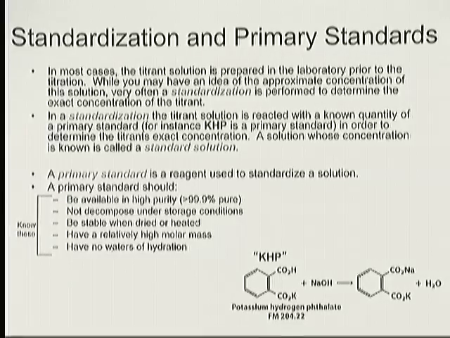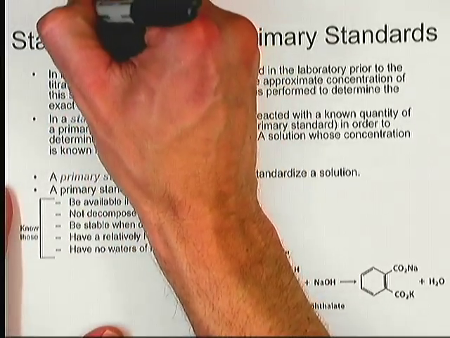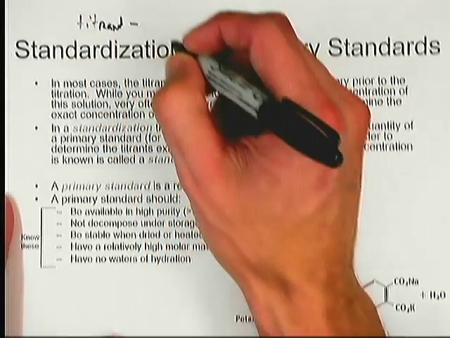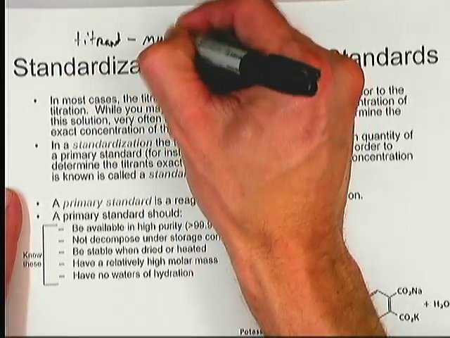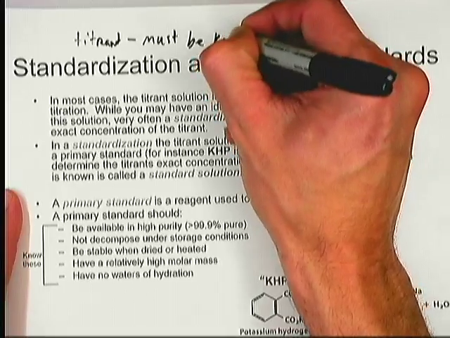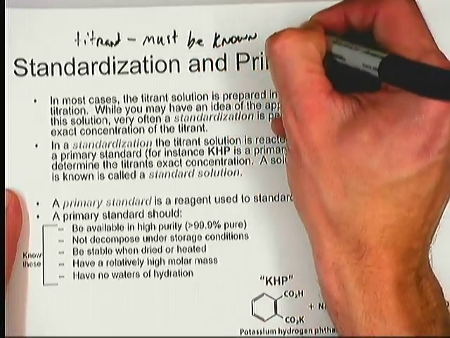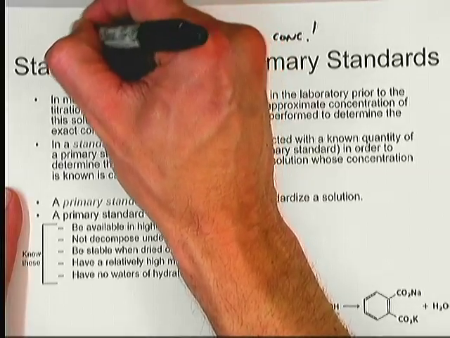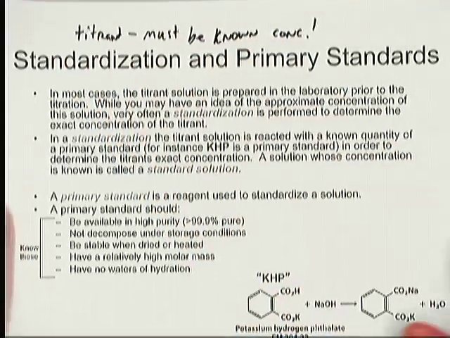Well, before you put that titrant into the burette to do your analysis, you have to be really confident that the solution that you're putting into that burette is a known concentration. Okay? So your titrant must be a known concentration. That's important. If it's not a known concentration, how can you determine the analyte through volumetric analysis?